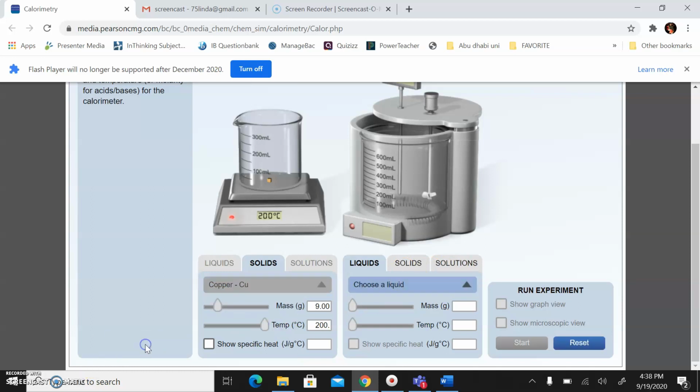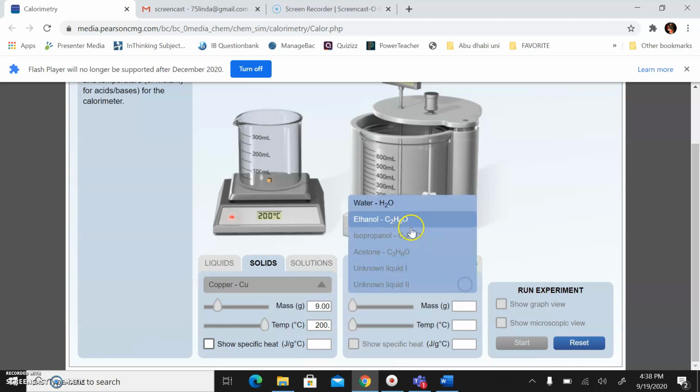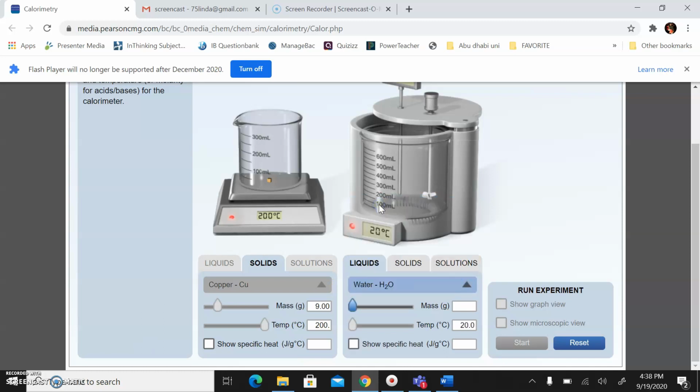I'll click next. Liquid, always choose water, and keep it always with the same, constant mass. So I'll keep it always at 100 gram. Temperature, don't play with the temperature, keep it at room temperature.